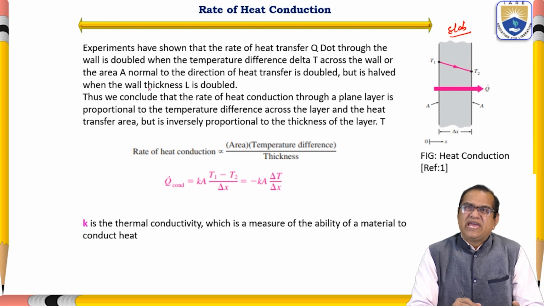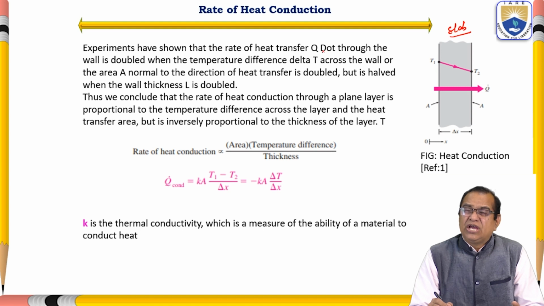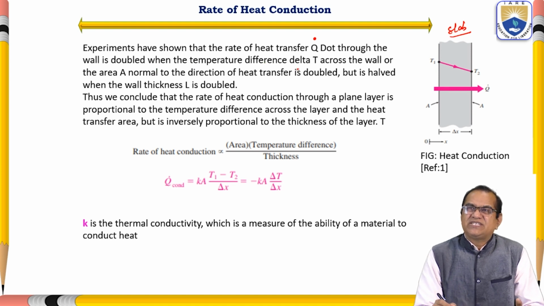It is shown with some material of a certain quality. Experiments have shown that the rate of heat transfer, called Q dot, through the wall is doubled when the temperature difference, delta T, across the wall, or the area A normal to the direction of heat transfer, is doubled. So what it is telling is that Q dot will be 2 times if delta T is 2 times.